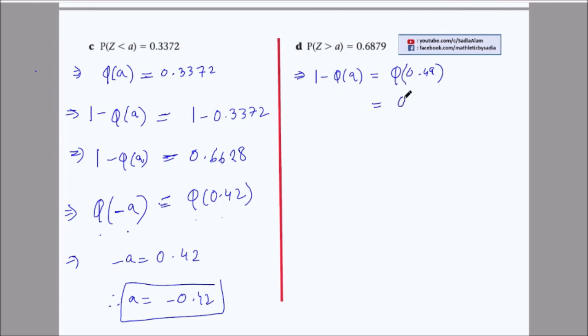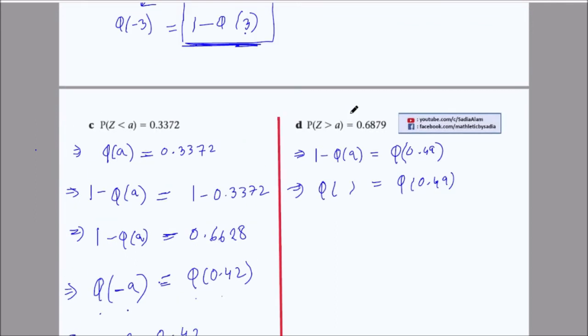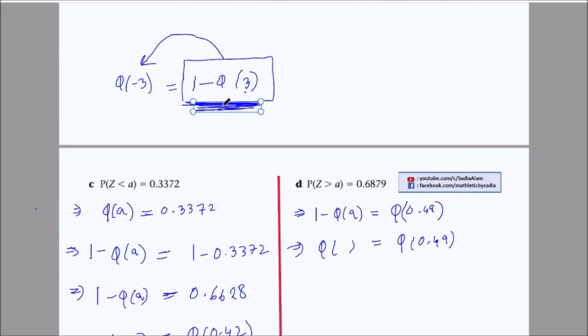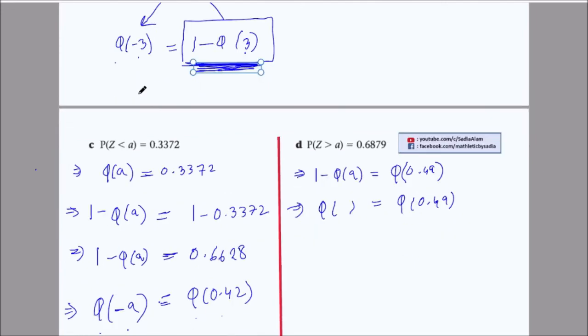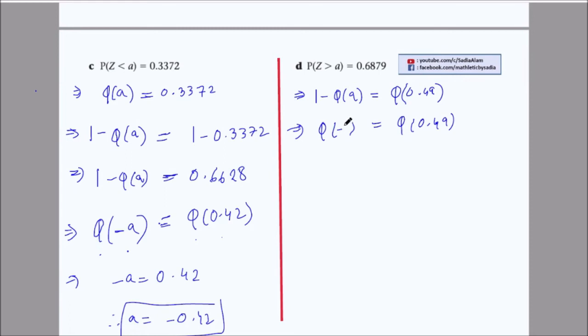We already have phi of something at the right side, so that's why we want only phi of something, instead of 1 minus phi. Like I said, 1 minus phi of 3 is what? Phi of minus 3, right? So 1 minus phi of a we can replace with phi of minus a. Now if we compare phi of something, in that case minus a will be 0.49. So this gives us the value for a, which is minus 0.49.